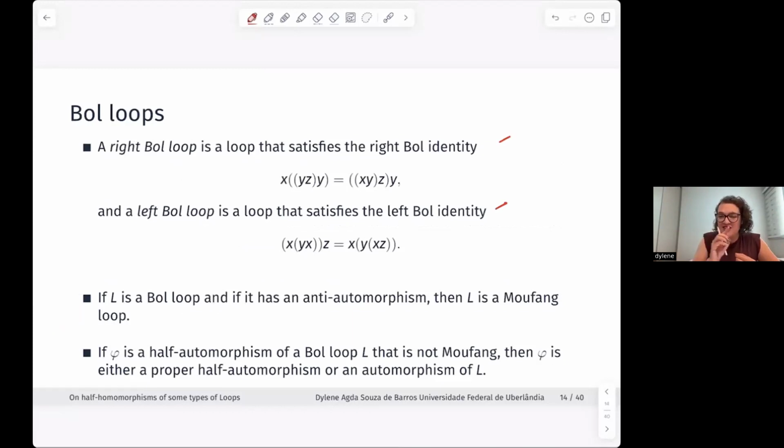So for a Bol loop that is not Moufang, there's no anti-automorphism. Because if there is an anti-automorphism, the loop is isomorphic to its opposite. So a right Bol loop is isomorphic to a left Bol loop, so it would be a Moufang loop. So there's no anti-automorphism for a Bol loop that is not Moufang, okay? And so if we are searching for half-automorphisms of a Bol loop that is not Moufang, this half-automorphism is either an automorphism or a proper half-automorphism, okay?